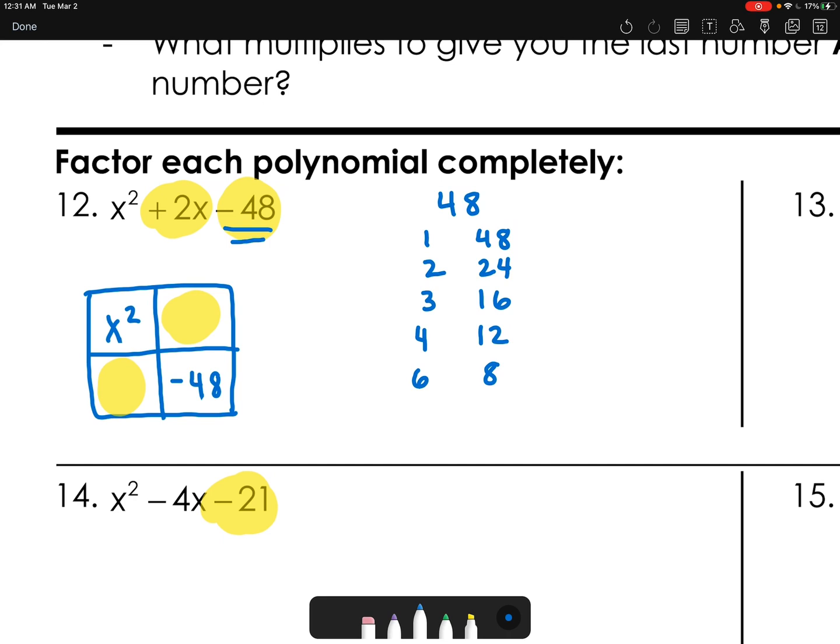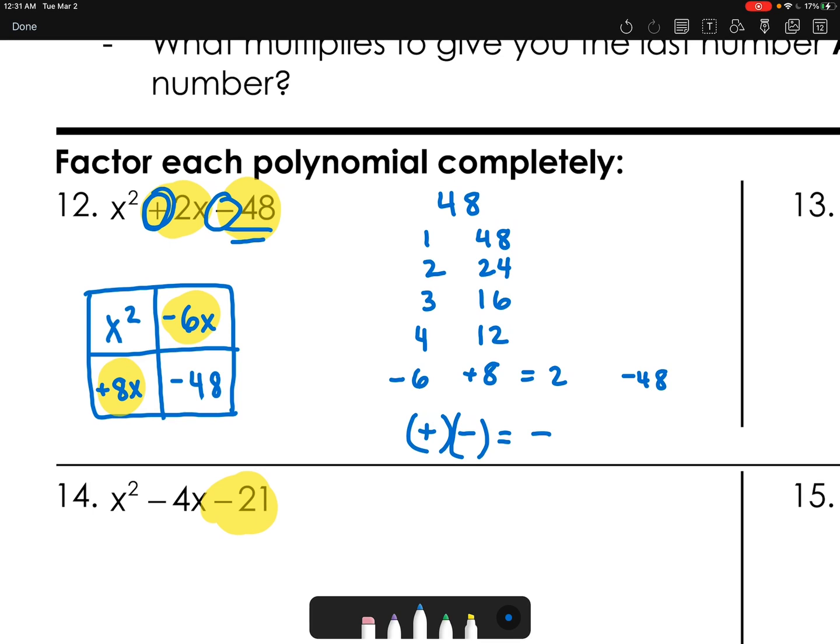Okay, so I need opposite signs to get a positive 2x. This negative at the end, subtraction at the end, tells me that for my multiplication, I need one positive and one negative, because a positive times a negative equals a negative. If I look at my options and my combinations, positive 8 and negative 6 will add to give me positive 2 and multiply to give me negative 48. So that's what I'm going to put in my area model here: negative 6x and positive 8x.